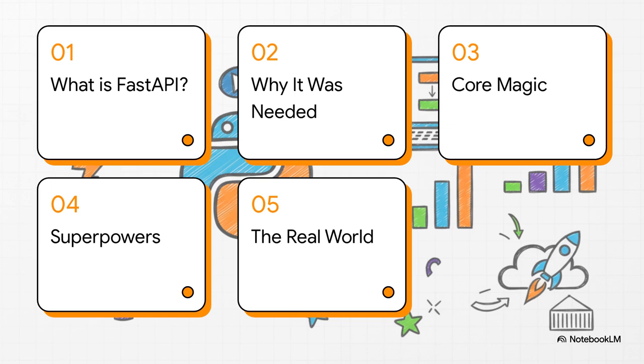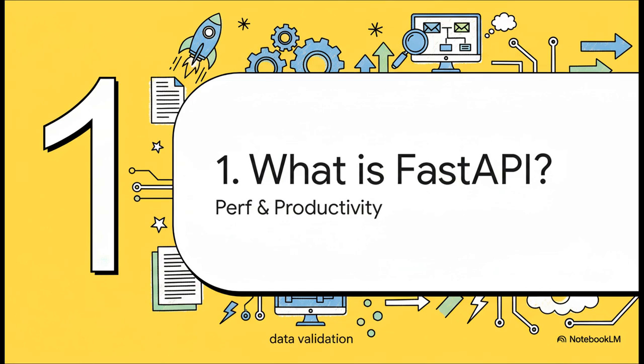So here's the game plan for this explainer. We'll start with the basics, what FastAPI actually is. Then we'll look at why it even needed to exist. We'll get into its core magic, the code and the docs, then talk about its superpowers, which are all about speed and scale. And finally, we'll see how you take it from your machine into the real world. All right, let's jump right into part one.